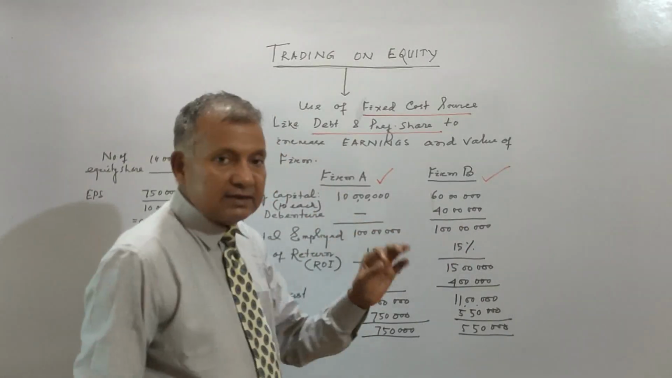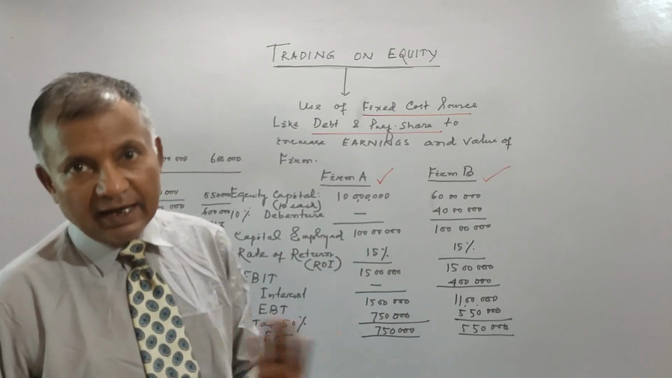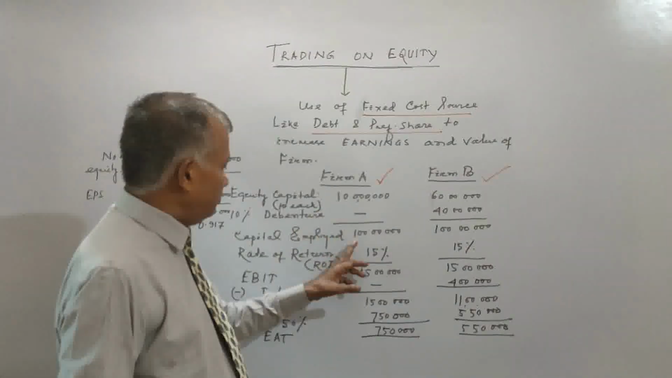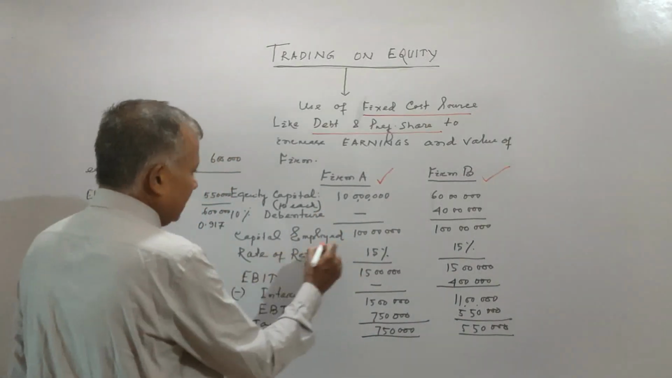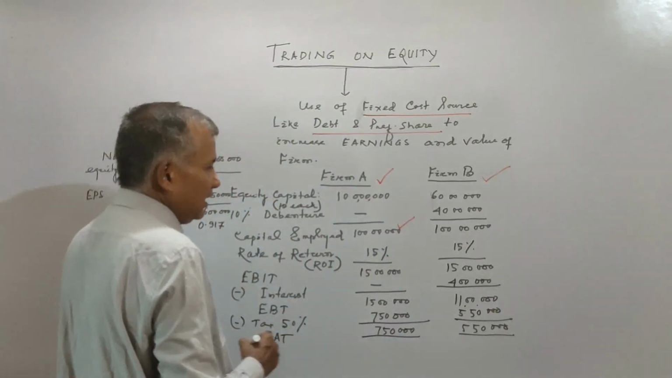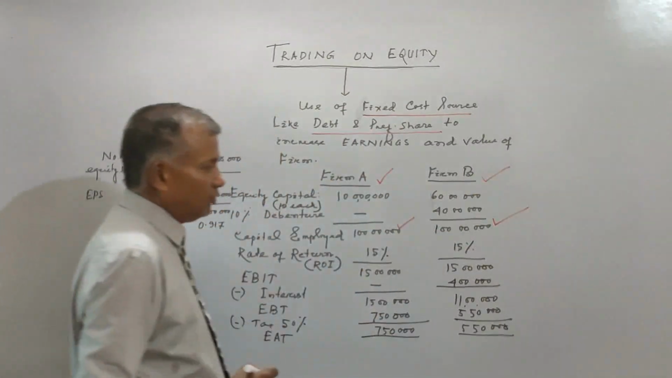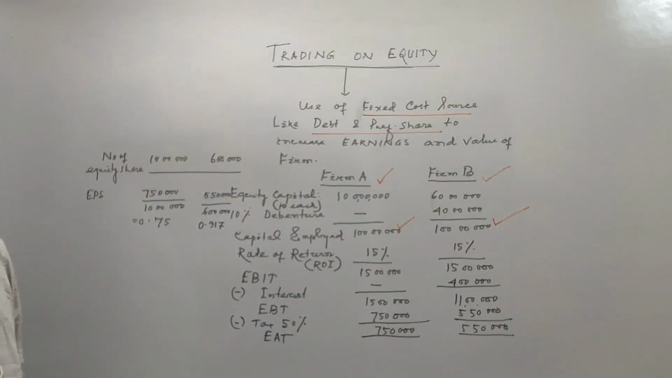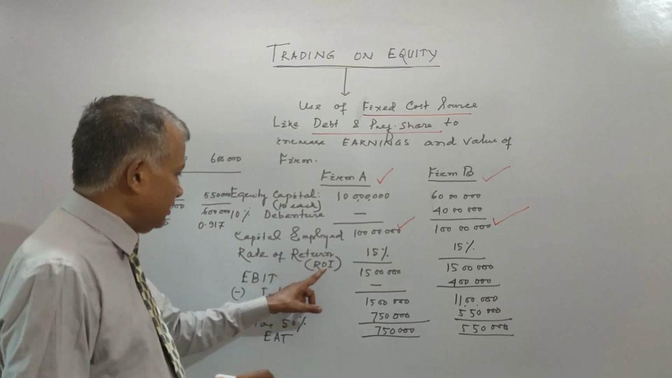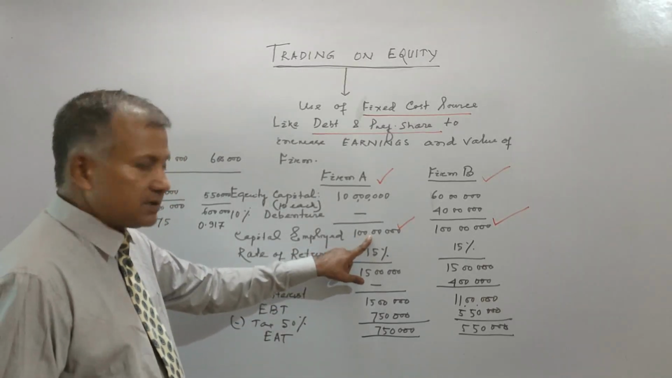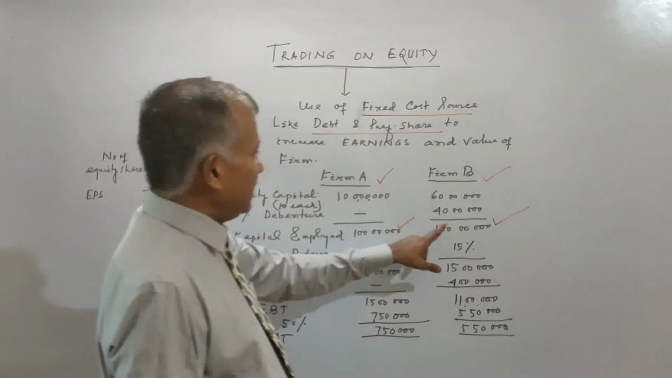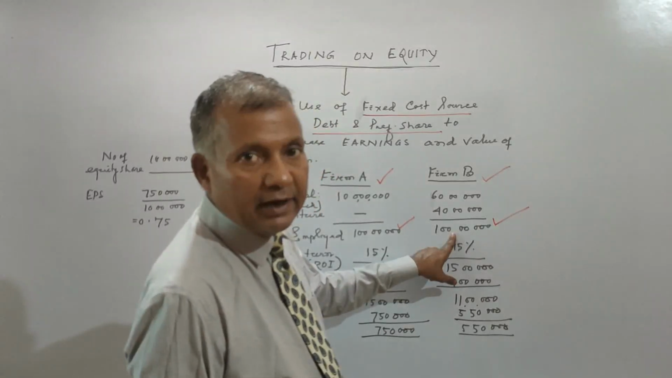Firm A is an unlevered firm, no debt. Firm B is a levered firm. And both have a capital employed, in case of A it is 100 lakh, in case of B it is also 100 lakhs. If we take the internal rate of return, that is the rate of return on investment, the investment in case of A is 100 lakh, in case of B it is also 100 lakhs.